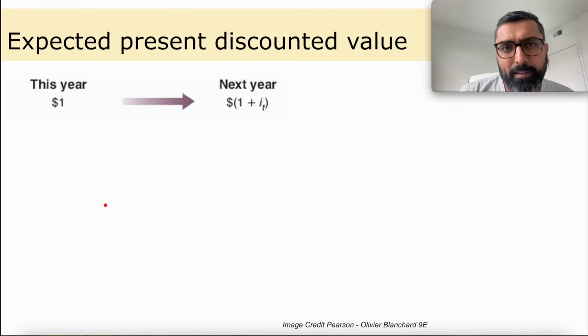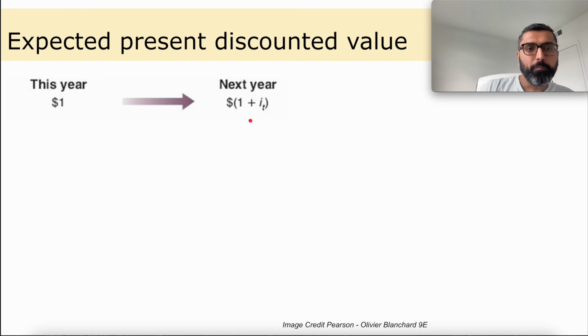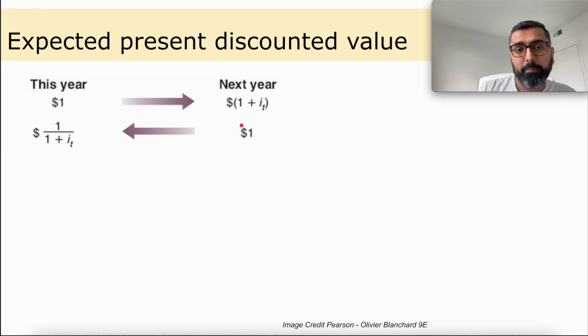To recap, let's get to some basics. The first concept that we need to recap is the discounted present value. So if I invest $1 this year, next year, with some amount of interest, I will expect to have $1 plus something more, which is the interest on that dollar. So if I were to do the opposite, $1 in the future can be discounted in present terms, or expected present discounted value, to be 1 over 1 plus i.